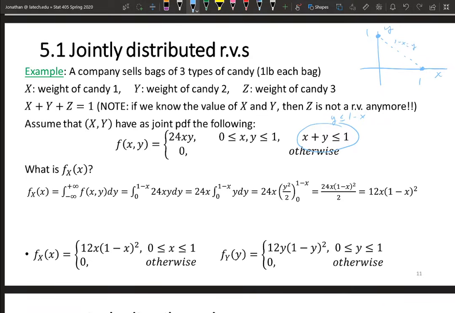X is greater than 0, y is greater than 0. But x and y are both less than or equal to 1, but also x plus y is less than or equal to 1, so y right here is less than 1 minus x. So y has to stay below this line, so this is our triangular region of integration in this example.